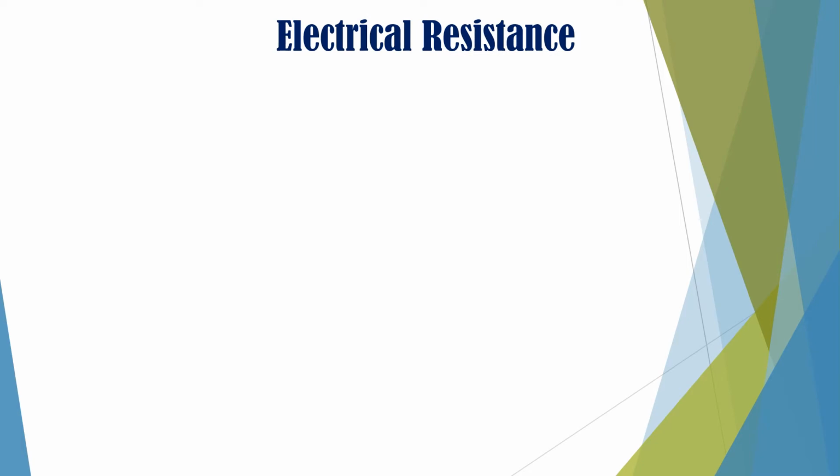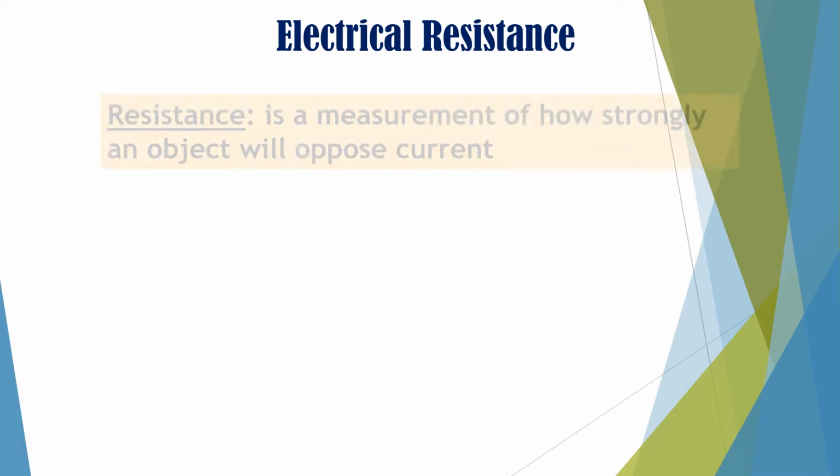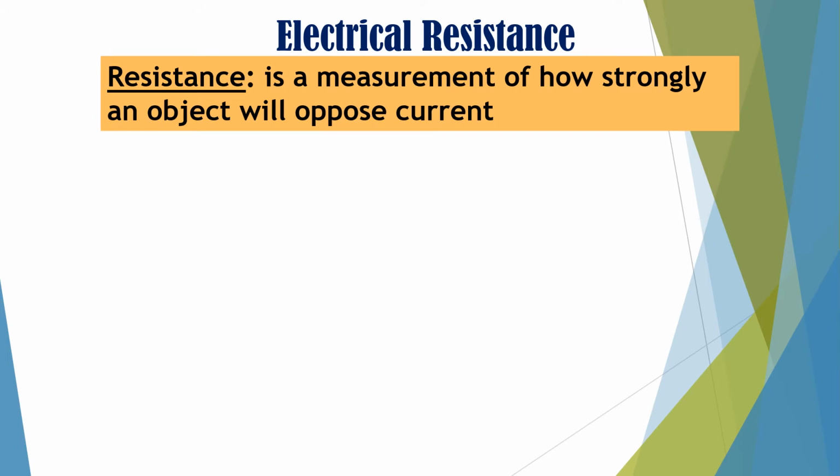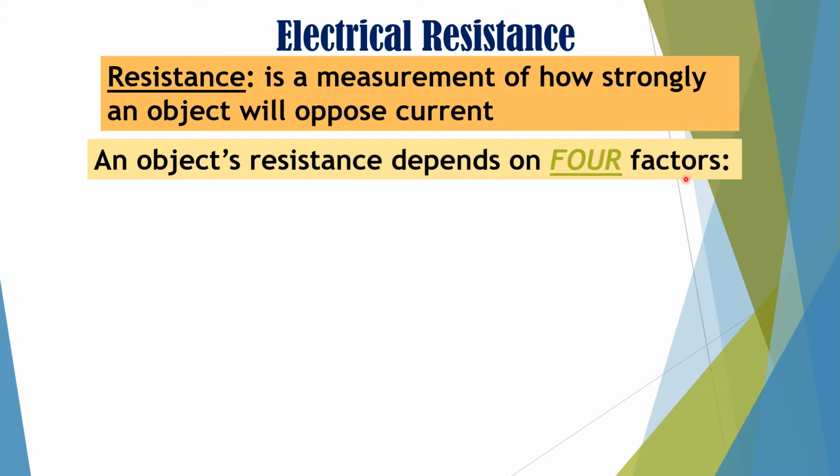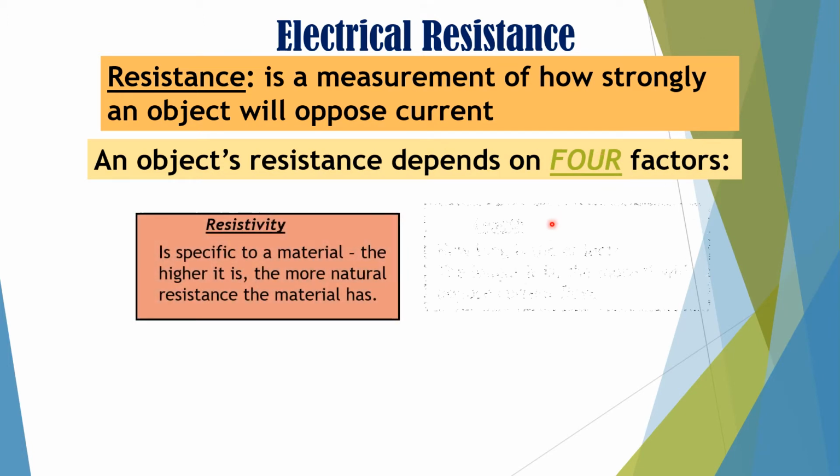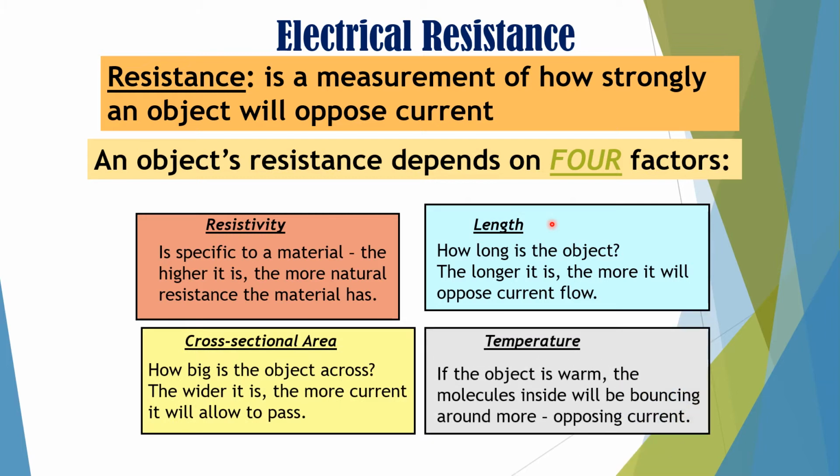Let's recall electrical resistance. We have already discussed electrical resistance and factors that affect electrical resistance in previous lecture, and the important points discussed are: resistance is a measurement of how strongly an object will oppose current. An object's resistance depends on four factors: resistivity, length, cross-sectional area, and temperature. Resistivity is specific to a material. The higher it is, the more natural resistance the material has. Today we will discuss resistivity in detail.